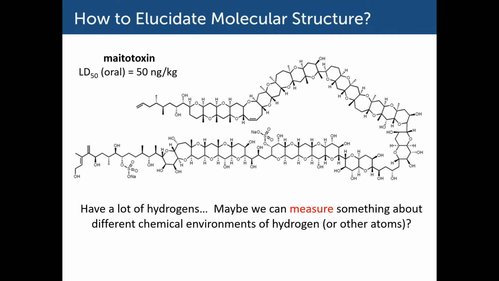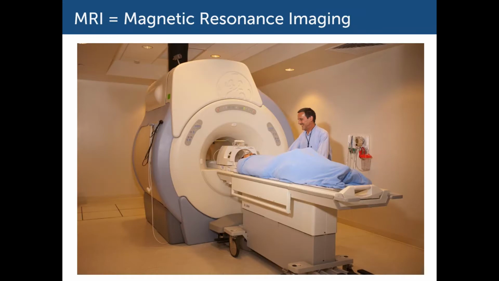So maybe if we could measure something about the chemical environments, or essentially what's nearby the hydrogens, if we measure that for all of the hydrogens, maybe we could actually figure out what the structure of mitotoxin is. Right? So this is essentially the crux of NMR. And it turns out that this is a technique that you might have actually thought about before in a different capacity. NMR is exactly the same as MRI, or magnetic resonance imaging.